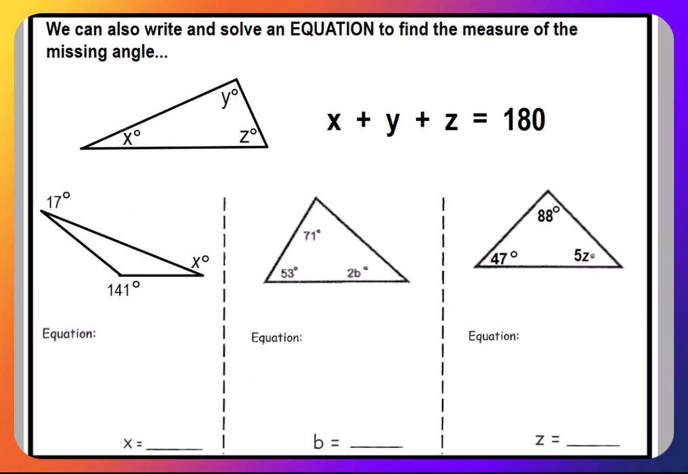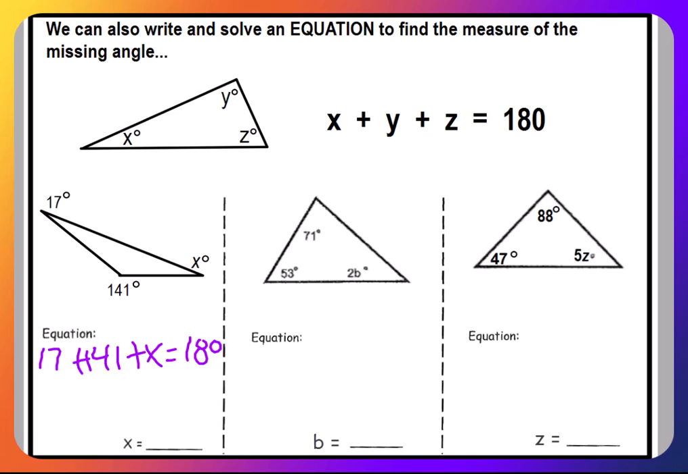We can also write and solve an equation to find the measure of a missing angle. So to write an equation, you would just add up the three angles, x plus y plus z, and it's going to equal 180. That is your equation. So let's take a look at our first example. Let's first write the equation. If you look at it, we know the three angles. One angle is 17, another angle is 141, and then there's an x angle. So we add them up and it's going to equal 180.